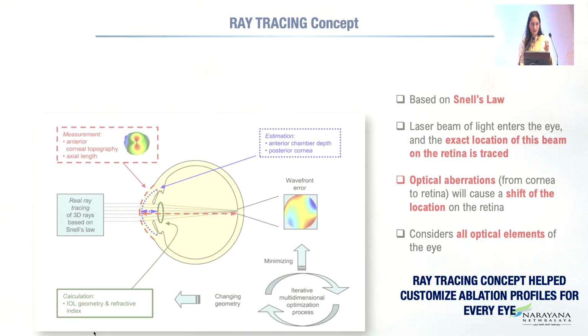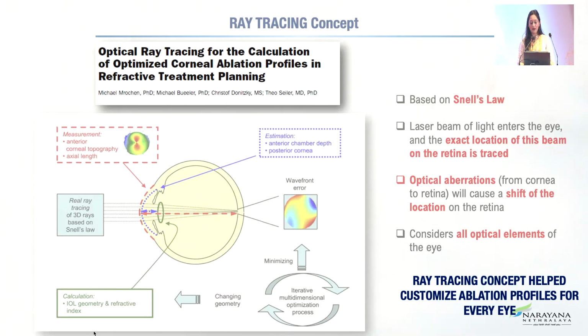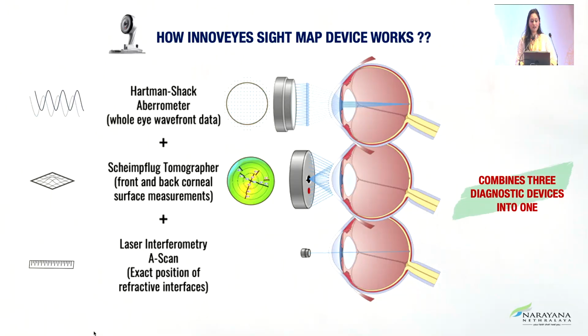So hence, it helps in creating a customized ablation profile for every eye, for every patient. One of the ray tracing technologies available for us to use is the Wavelight Plus, which has a companion diagnostic, the InnoVise Sight Map.